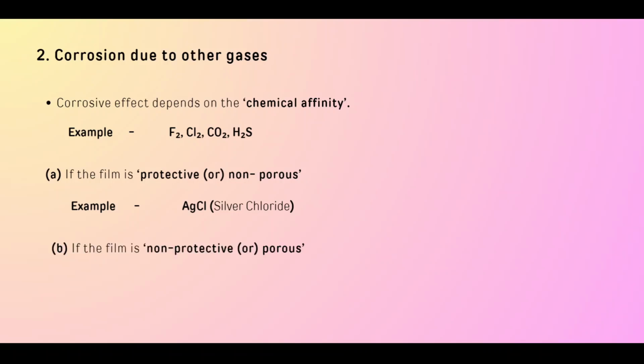Let's see the next one. If the film is non-protective or porous, the surface of the whole metal is gradually destroyed completely. For example, dry chlorine gas attacks tin, forming a volatile film of stannic chloride, which vaporizes soon from the tin surface, thereby leaving a fresh metal surface for further attack, which is highly dangerous. That is, a lot of corrosion keeps on taking place, and holding back the corrosion is very, very difficult, and it is also highly uneconomical. It is not so cost effective.